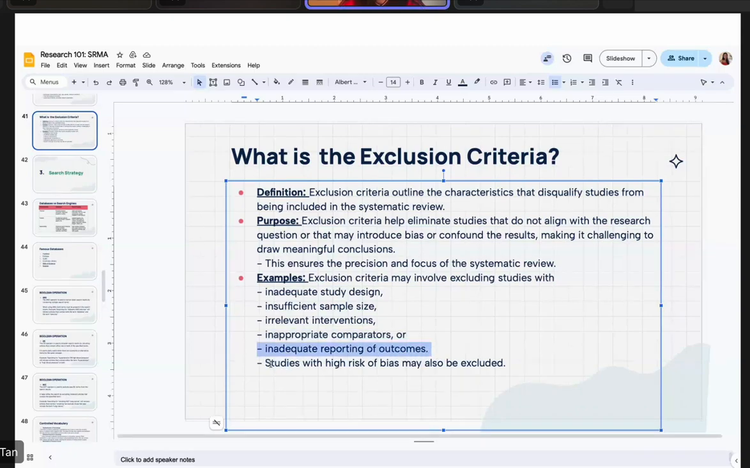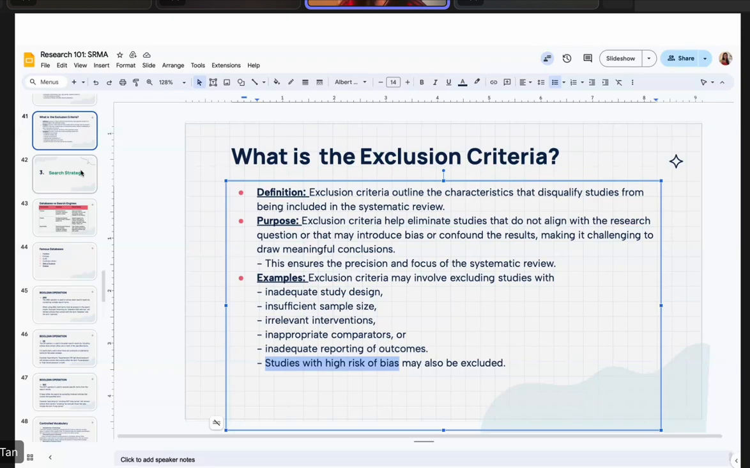Inadequate reporting of outcomes. So if we're looking at the HbA1c levels over the next 6 months, that information must be given in the study. If the study has all of your inclusion criteria, it's all good, but then they do not report the HbA1c levels, then you exclude it because it's not answering your research question. And studies with high risk of bias may also be excluded. We will go through how to assess bias in the later part as well.